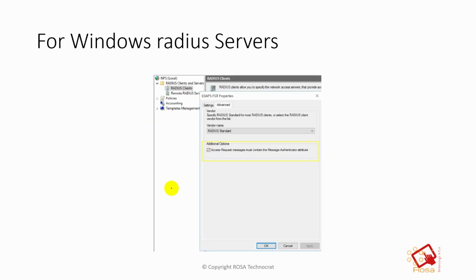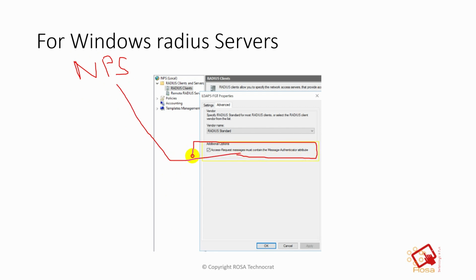If your Windows server is a radius server, or like we say NPS server, also we call Microsoft NPS. So if you are using a Microsoft NPS server, then this option is available here: access request messages must contain the message authenticator attribute. This option is also available under the radius client settings, something similar to authenticator. So this is an option under Microsoft NPS that you have to enable.